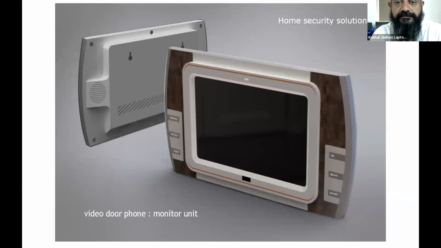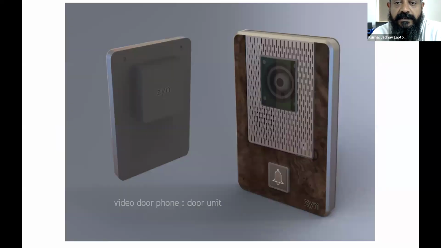After that, this is a video door phone. Nowadays you see in most of the housing societies where the door phones are there. There is an external unit and there is an internal unit. This is a monitor unit, which has a display, a camera, a mic, and speakers, and it is connected to the internet also. This is the adjustable camera door unit.